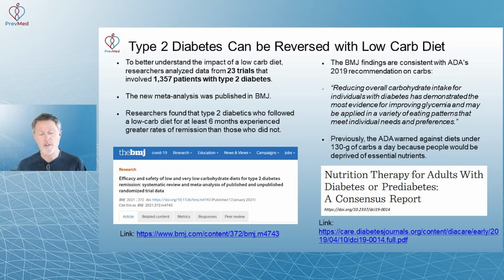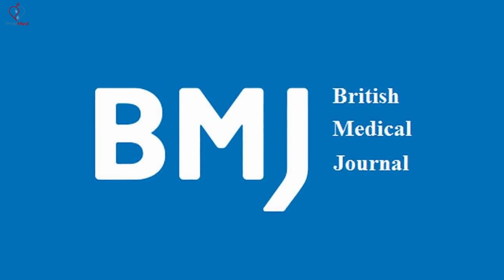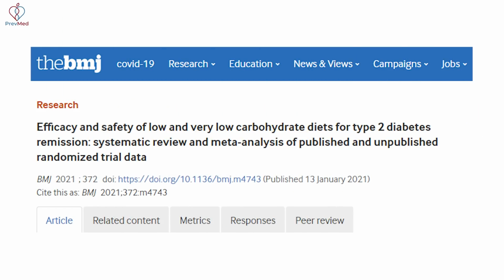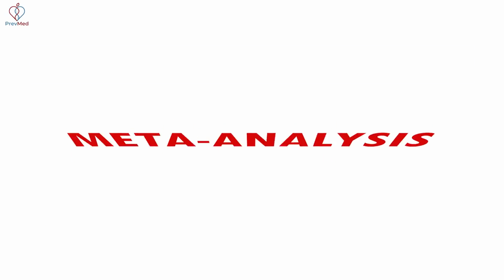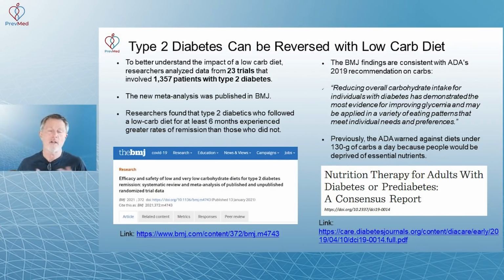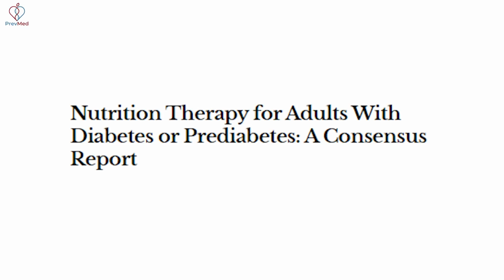So here's a couple of the articles. One is BMJ, again, one of the major medical journals in the world. You can criticize it just like you can criticize any of them. But here are the two topics: efficacy and safety of low and very low carbohydrate diets for type 2 diabetes remission, a systematic review and meta-analysis. One thing I'll stop and say, remember, a meta-analysis is not just one clinical trial. It's a study of all the other clinical trials and studies that have been done and published. Meta-analysis of published and unpublished randomized clinical trials. The other one is nutrition therapy for adults with diabetes or prediabetes, a consensus report from Diabetes Journals.